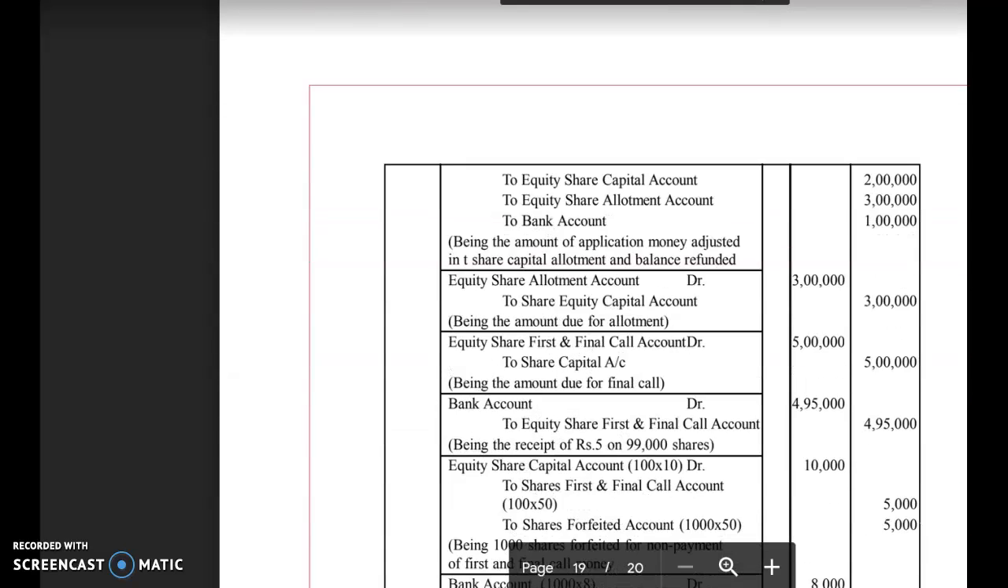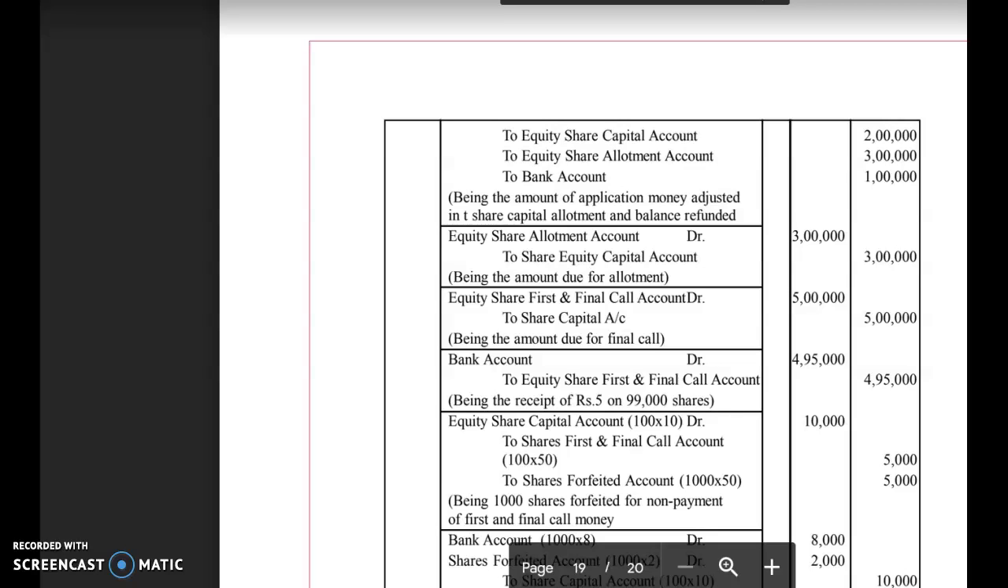So what is received in the bank? Out of total 5 lakh, 5,000 has not been received on 99,000 shares at the rate of rupees 5. It amounts to 4,95,000. Now the company will forfeit his shares. How many shares does he have? That is 1,000. So share capital account will be debited with rupees 1,000 into 10.